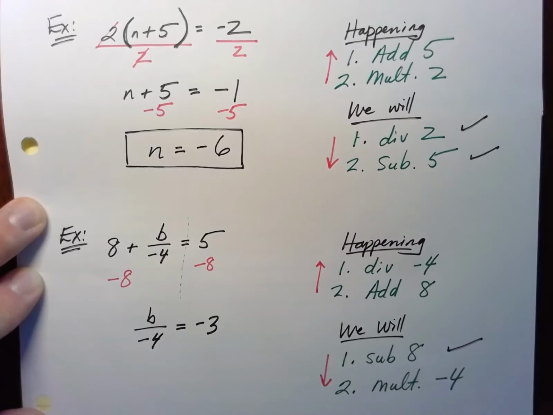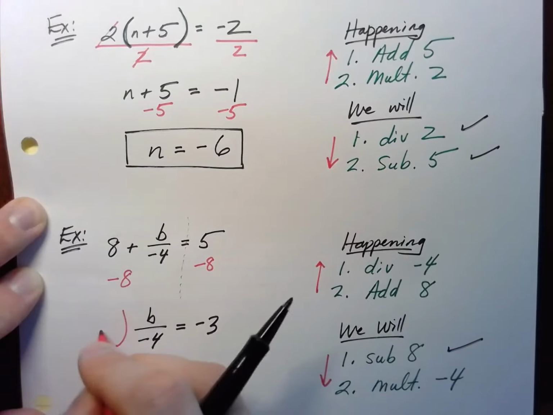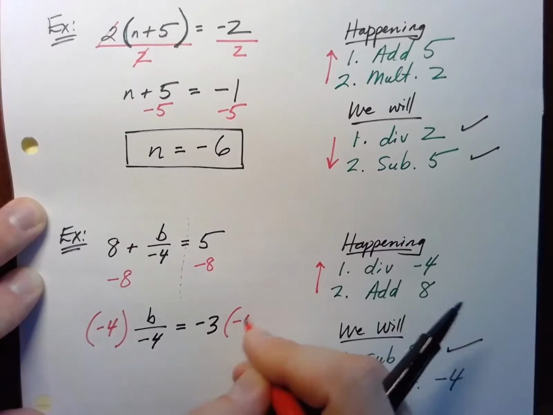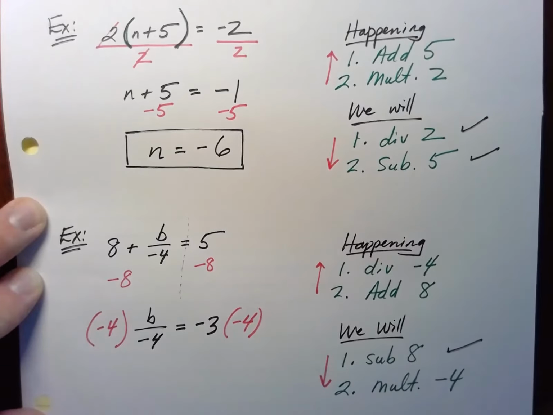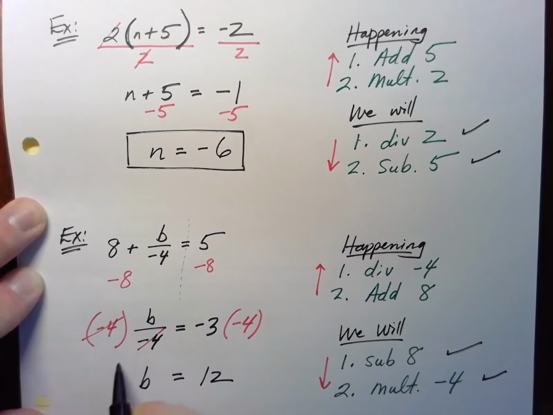Now we're going to multiply by negative 4. So I'm multiplying by negative 4 here and here. And so over here, the negative 4 and the negative 4 cancel. And I'm left with b. And over here, negative 3 times negative 4 is a positive 12. And I've done this step. And there is my answer.